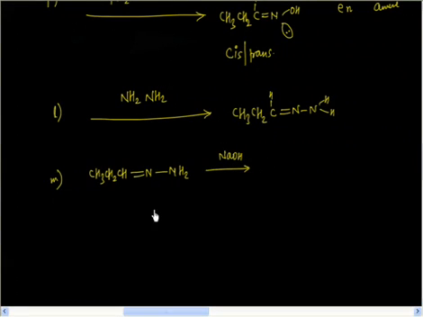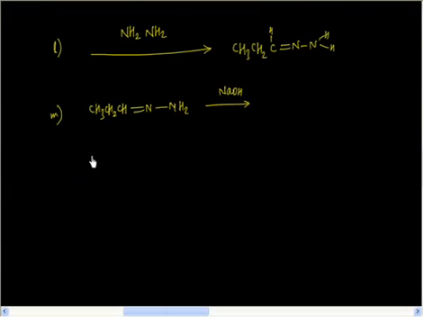Now this is easy to remember. If you remember this reaction, that is CH3CH2CHO, and now if I say NH2NH2, OH minus, this is a Wolff-Kishner reduction reaction. What will be the product? CHO will be converted into a CH2 group. So finally we'll have CH3CH2CH3.